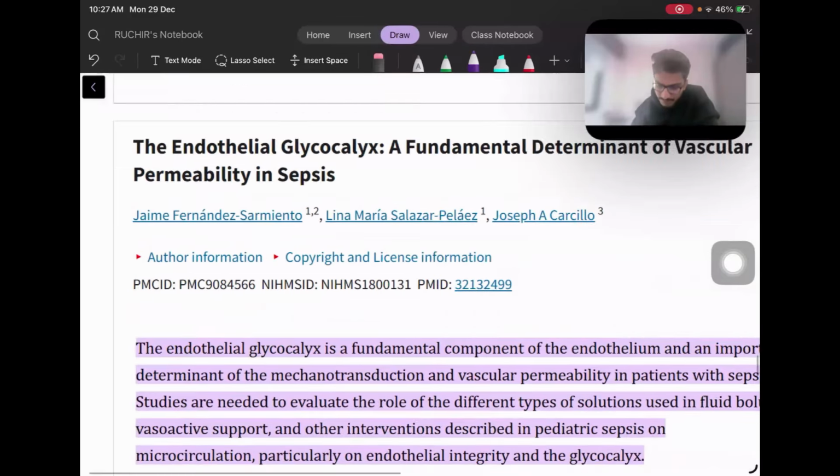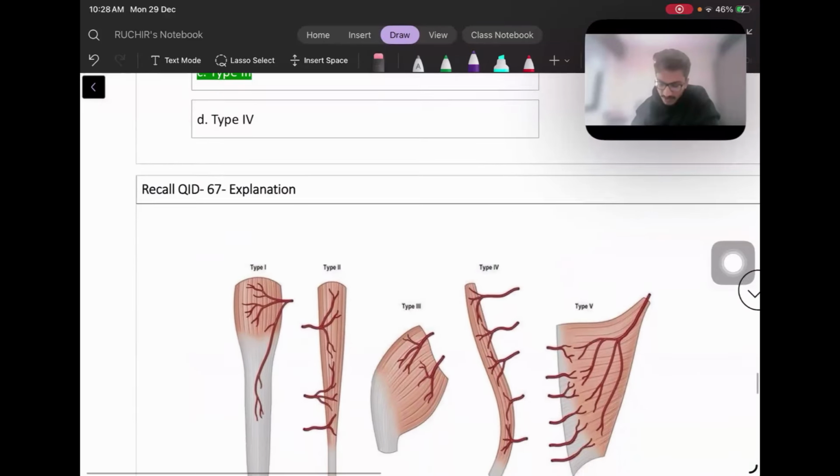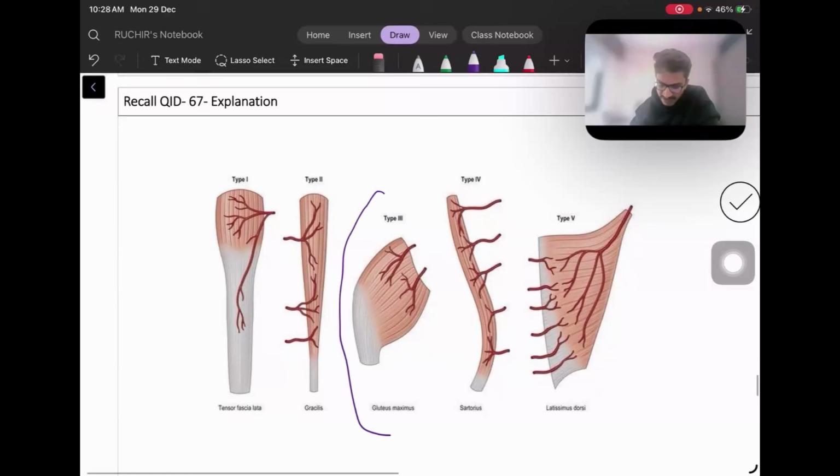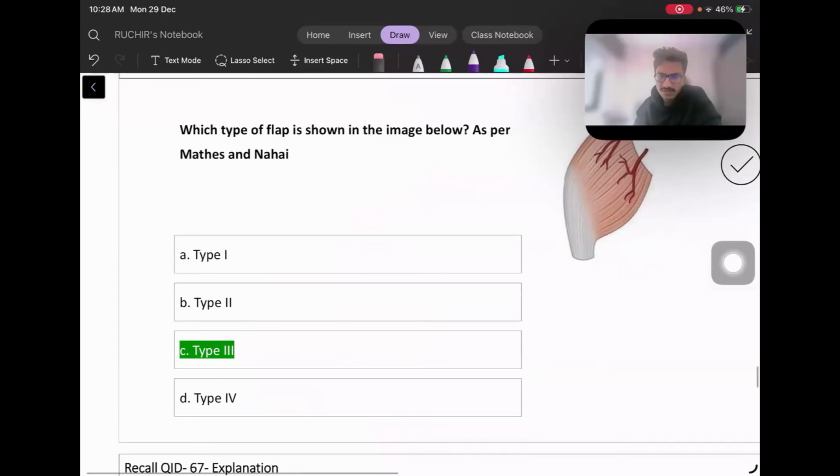Which type of flap is shown in the image according to the Mathes and Nahai classification? This is gluteus, and this is again very straightforward. We have taught multiple times in all our classes about the Mathes and Nahai classification being important and mentioned here. So I think there is no discrepancy or doubt in this. A straightforward image was given and the question was asked. The answer here is type 3.